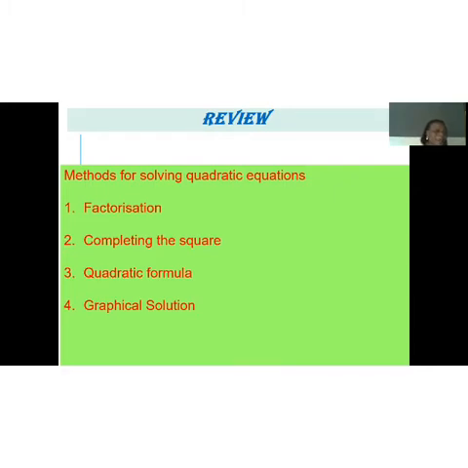I hope you remember the quadratic formula. Factorization involves finding factors of the first and the third term multiplied together.